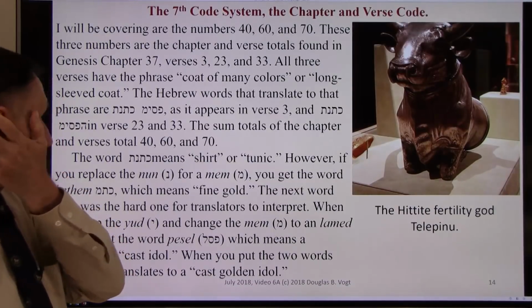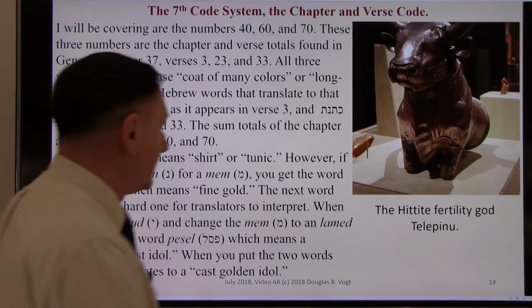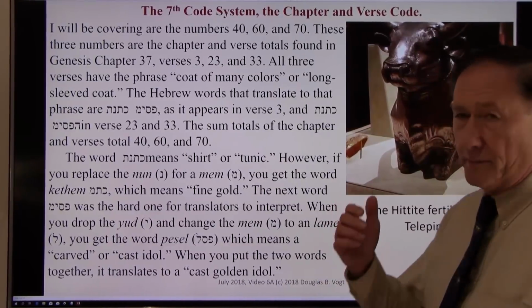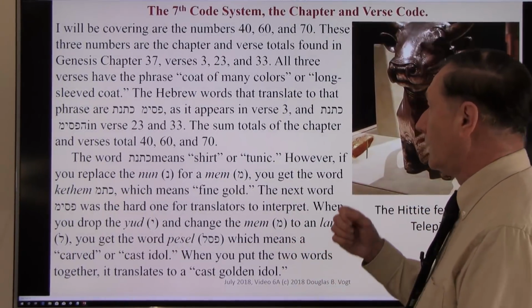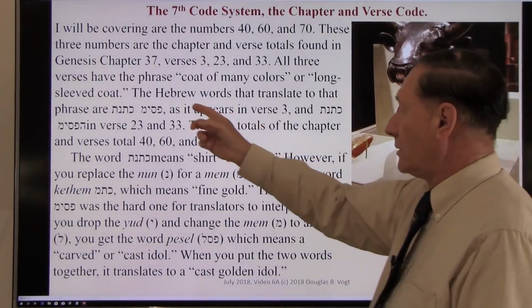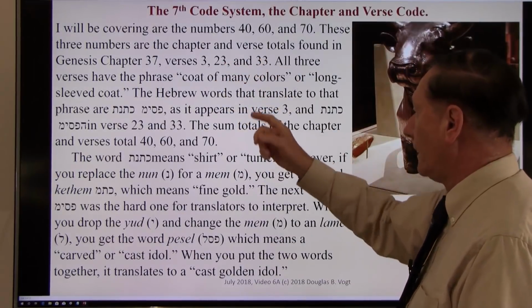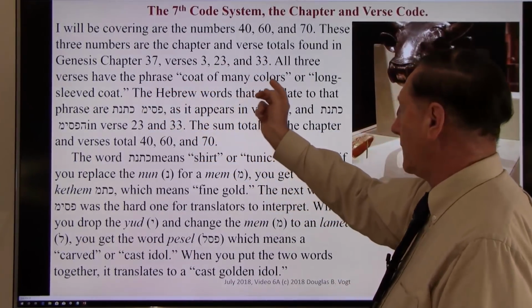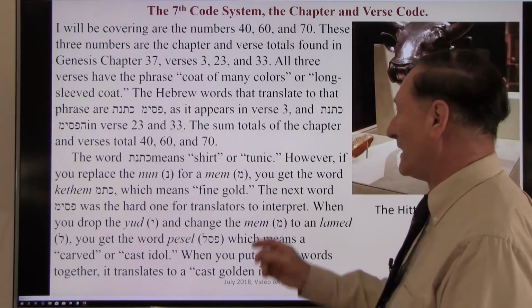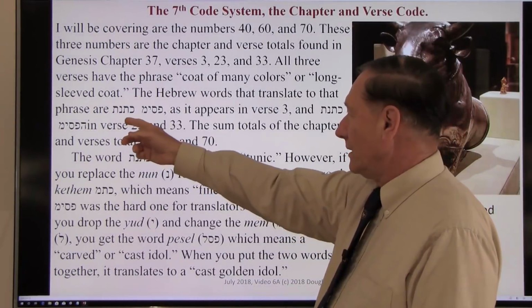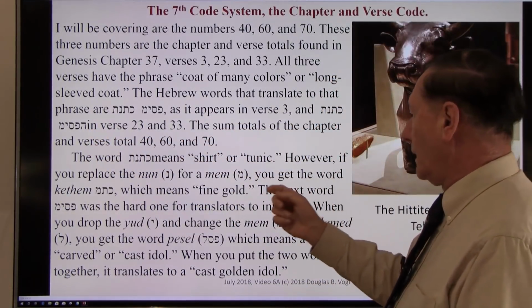Now this is chapter and verse code. This is the 7th code. 40, 60, and 70. You have to remember a little bit about the beginning in Genesis with Jacob and his great true love. 40 and 60, 70 is the chapter and verse total of chapter 37, verse 3, 23, and 33. All of them are translated either coat of many colors or a long sleeve coat. It wasn't that at all. You'll find out in a second. The Hebrew translates as it appears in verse 3, and it appears slightly different with a hey in front of it. But the grand total is that.